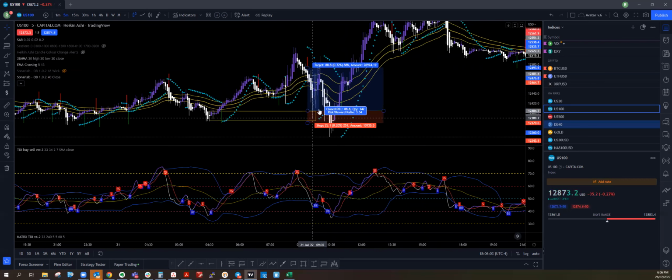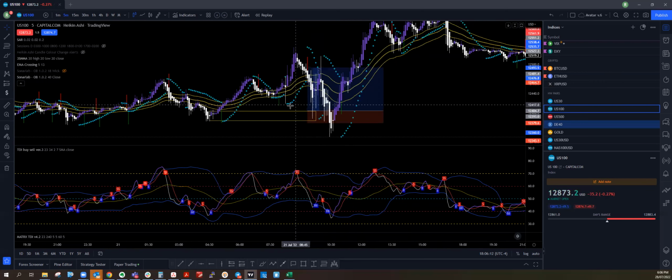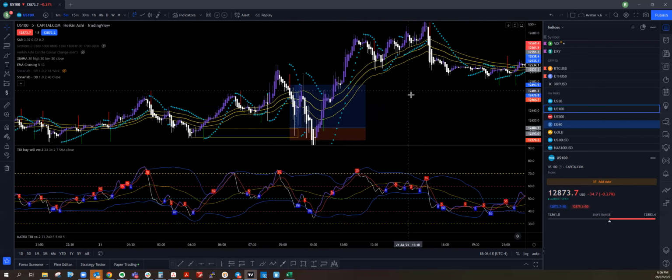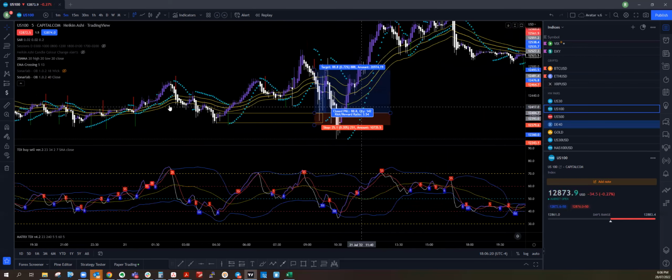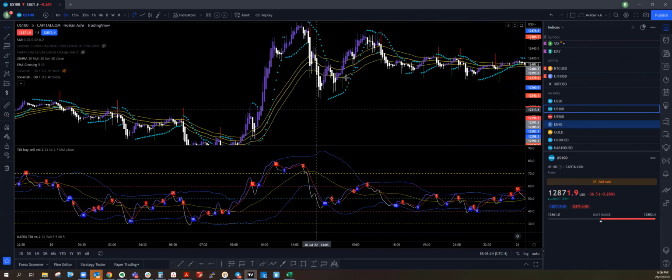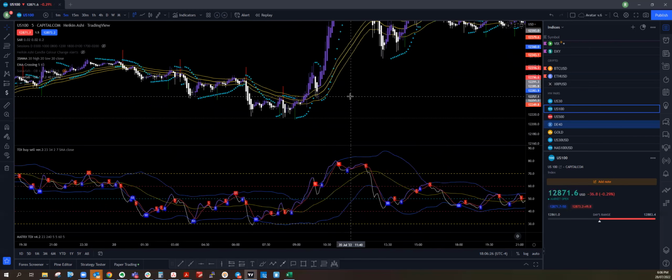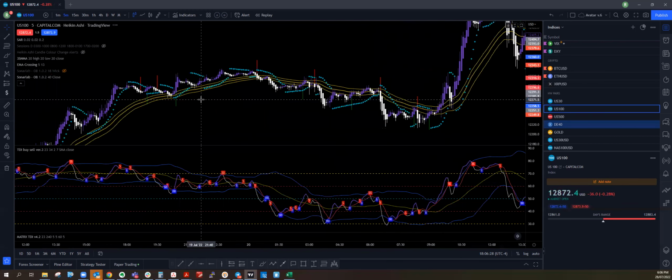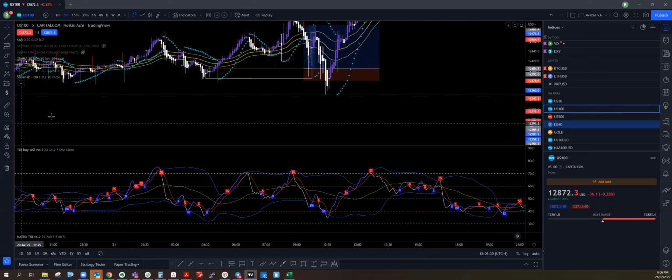So this was around opening bell time, so not the best time to do this because it's really, really fast. But in general, these order blocks work, and this is the reason why. I'll show you why. Let's see. Let's find one. Let's go with this.